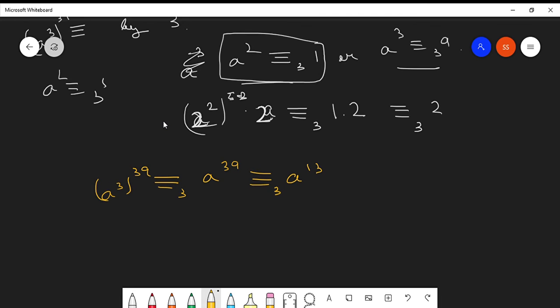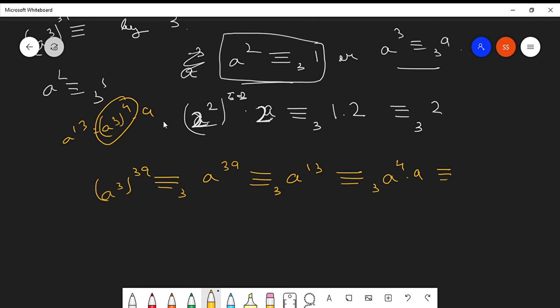Okay, this can be further, so a to the power 13 can be written as a to the power 3 whole to the power 4 times a. So this will be equal to a to the power 4, and here you have 1 a. So this becomes a to the power 4 times a mod 3.